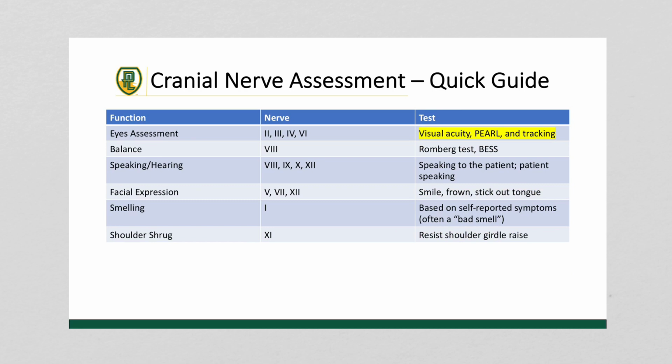Now, if we really want to assess the cranial nerves holistically, we're going to do some eye assessment, right? So visual acuity, pupils, and tracking. That will get cranial nerve 2, 3, what is that? 4, right? And 6. And then in terms of balance, the Romberg test or the BESS test will work perfectly fine.